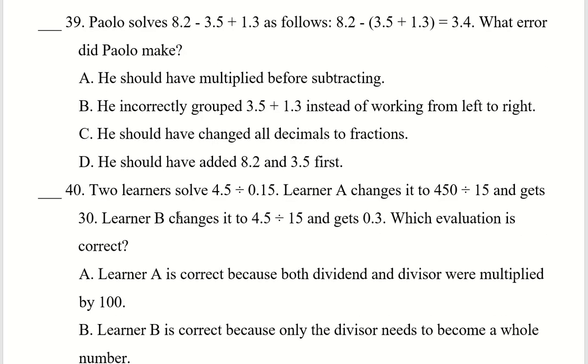39. Paulo solves 8.2 minus 3.5 plus 1.3 as follows: 8.2 minus 3.5 plus 1.3 is equal to 3.4. What error did Paulo make? If we have addition and subtraction po, it should be 8.2 minus 3.5 first, and after subtracting, saka po magpa-plus with 1.3. Left to right, since this is only plus and minus. So he incorrectly grouped 3.5 plus 1.3 instead of working from left to right. So left to right again if we have plus and minus.